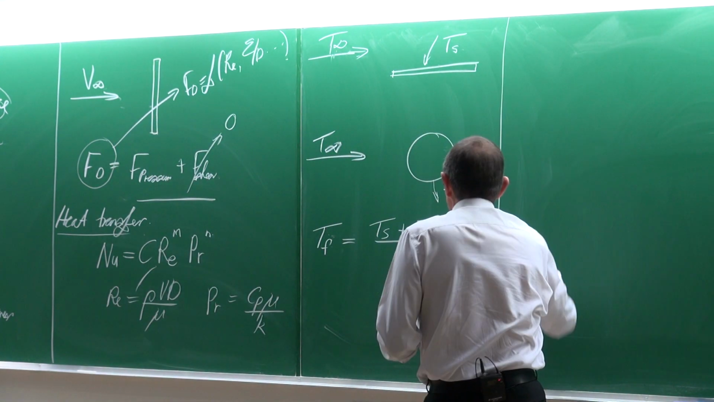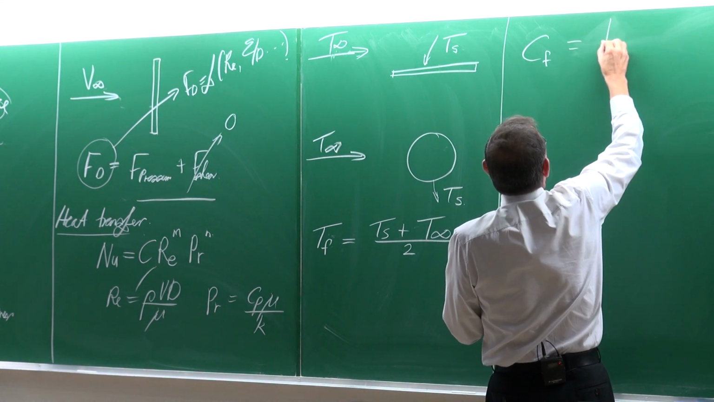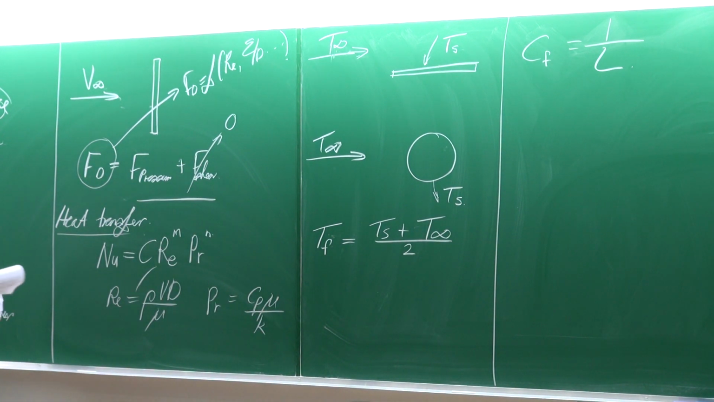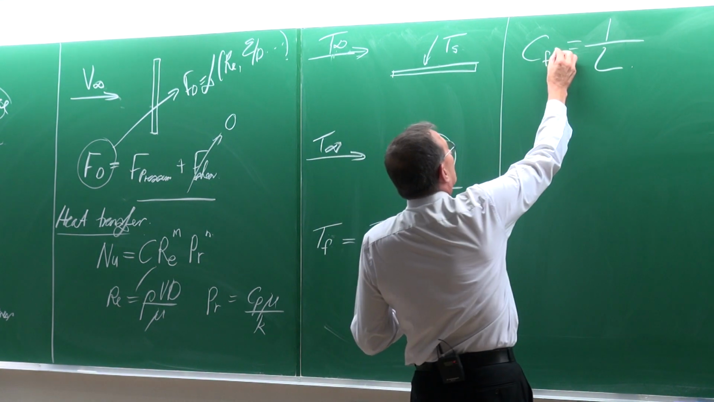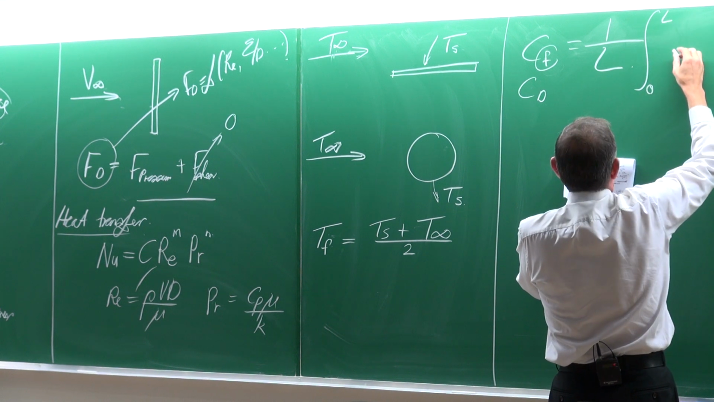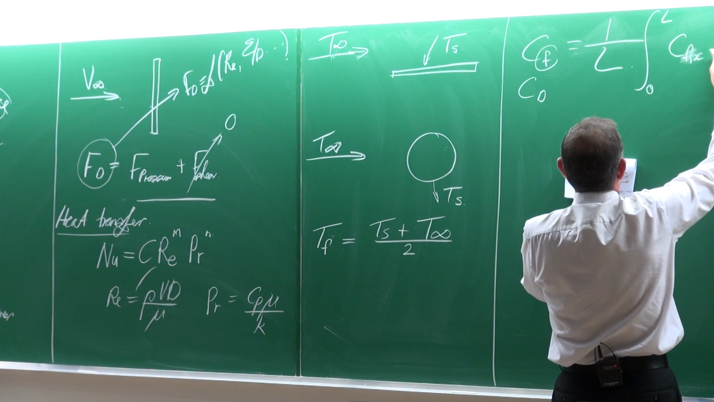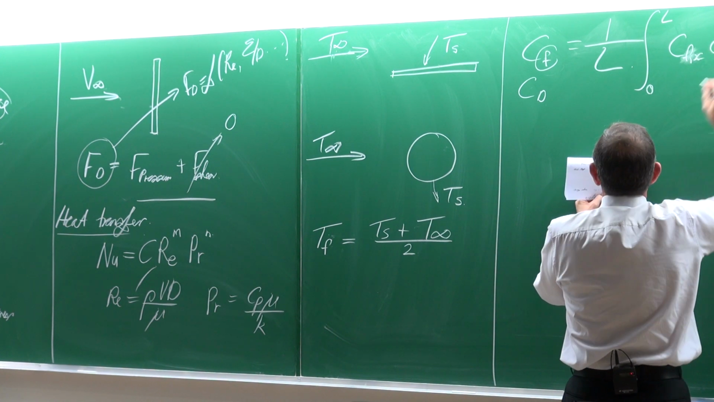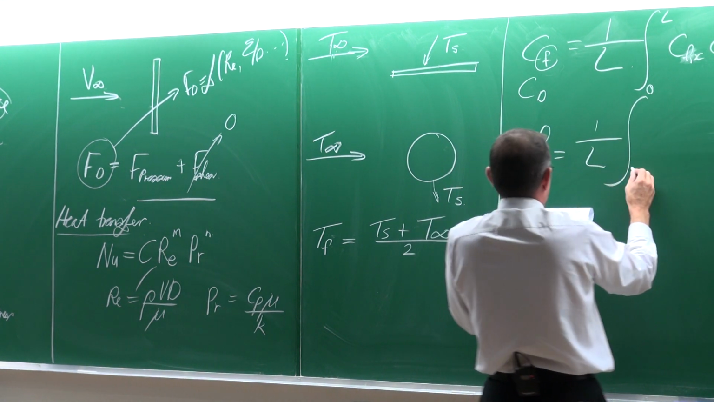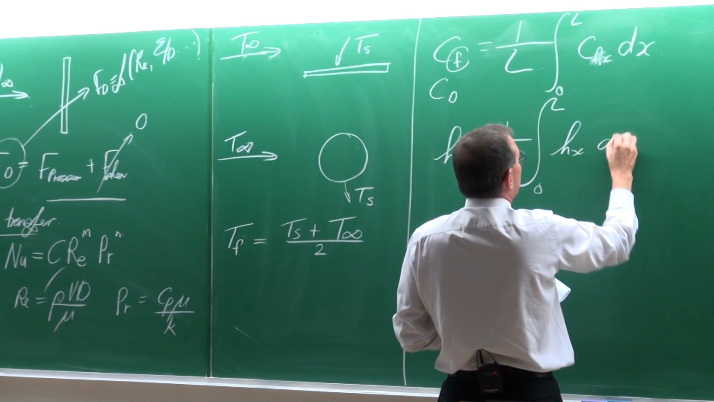Now, just as we previously would say the friction coefficient, typically with this one, or the drag one, can be determined by the integration of the local values, Cfx dx. In a similar way, we can determine the heat transfer coefficients with experiments over the total body length from 0 to L of local heat transfer coefficients dx.